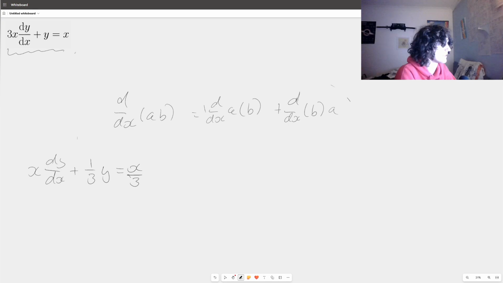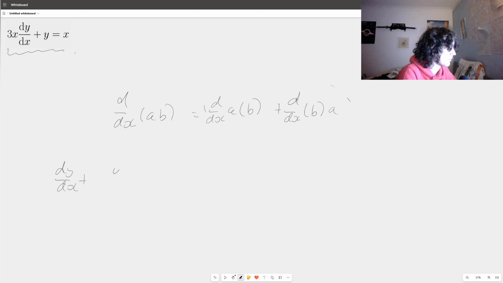So I'm going to divide both sides of the equation by 3x. That means I need to divide the whole equation. So we're going to have dy by dx plus y over 3x is equal to x over 3x, which is 1 over 3. And again, we can see that we can't collect all the y over 3x terms on one side of the equation, so we're going to have to use our integrating factor.